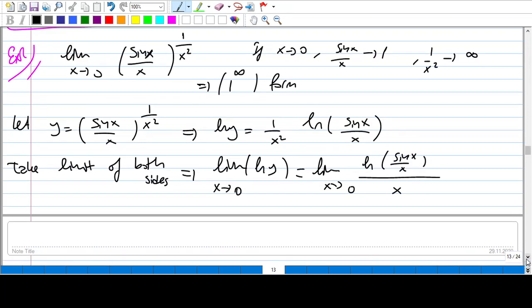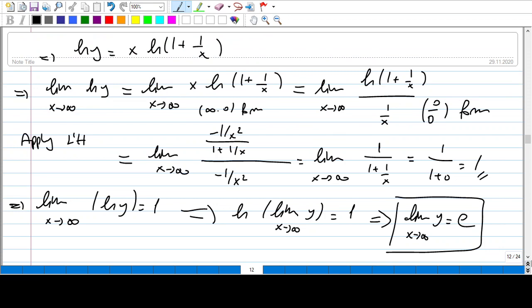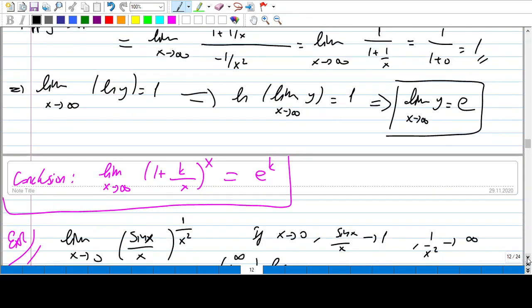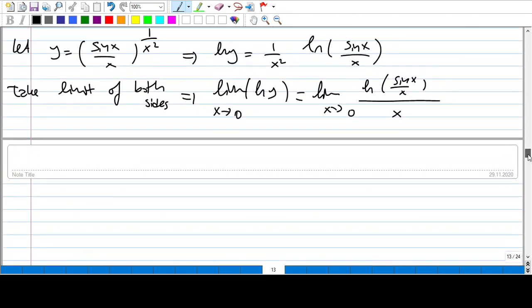So let us check what form we have. Whenever x is approaching 0, the below term is 0, and the above term, ln of sine x over x, will be ln of something approaching 1, so ln 1 is 0. So this is of the form 0 over 0. Okay, so it means we can apply L'Hopital.